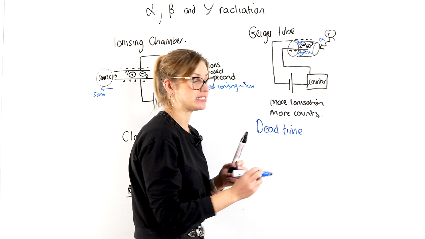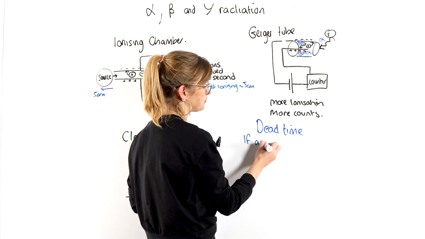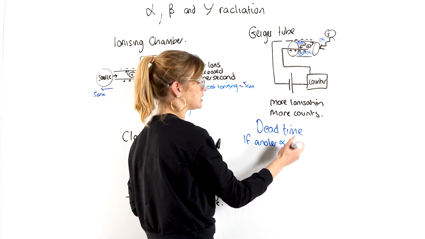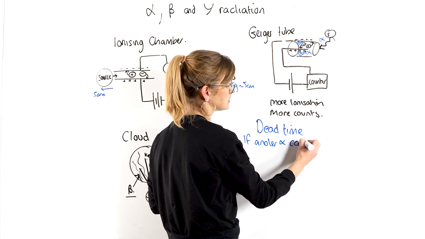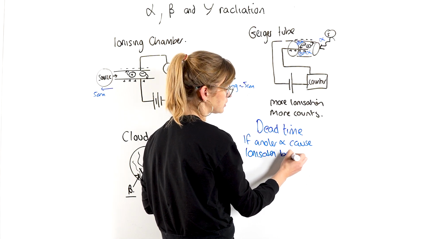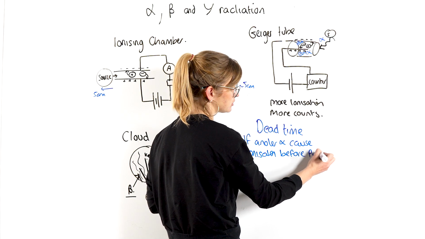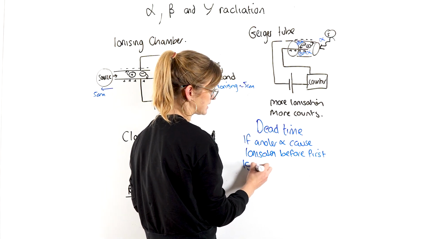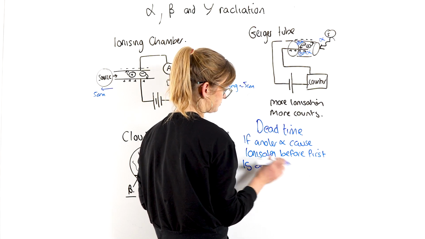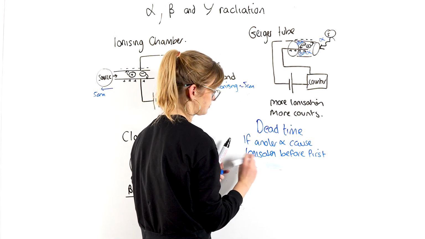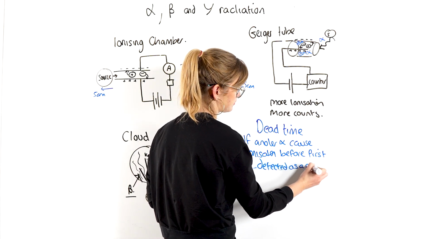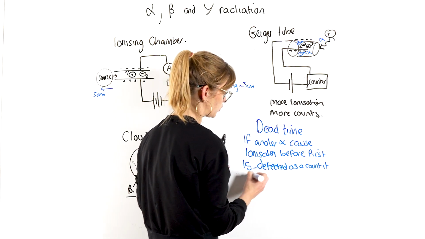So the dead time is that if another alpha particle, or another source, another radiation, causes ionization before the first is detected as a count, it is not recorded.